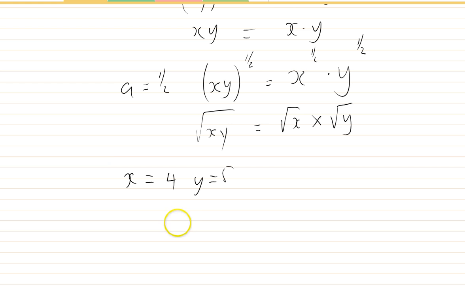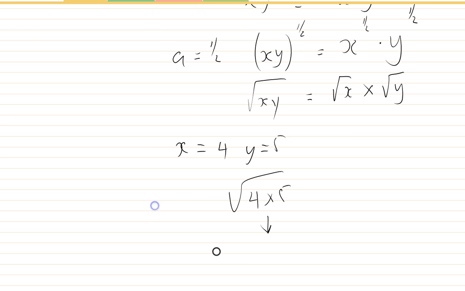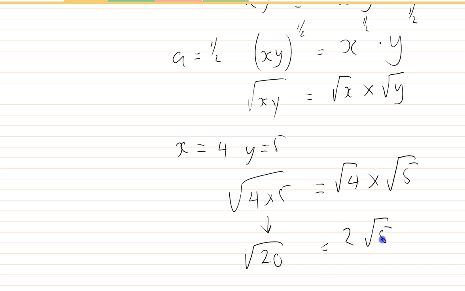So what I'm saying is that the square root of 4 times 5, which is of course the square root of 20, equals the square root of 4 times the square root of 5, which equals, square root of 4 is of course 2, 2 root 5. So what we're saying is that square root of 20 equals 2 root 5.